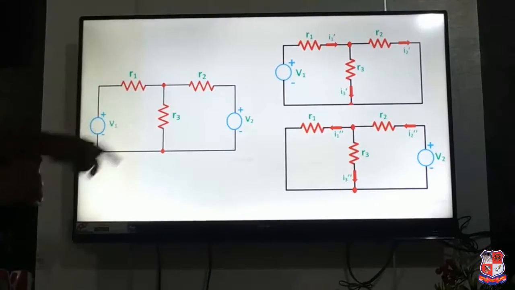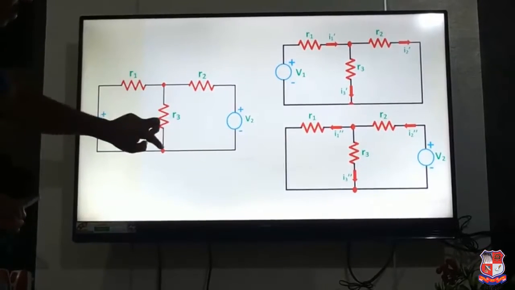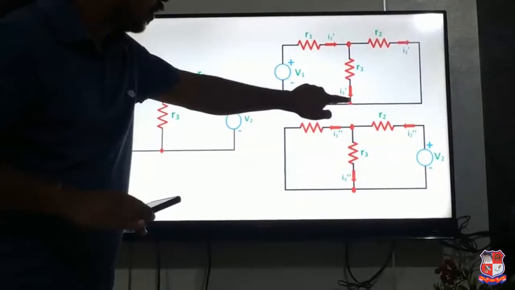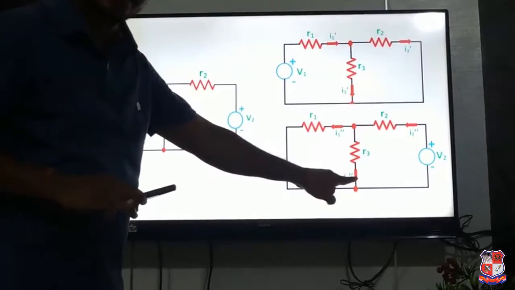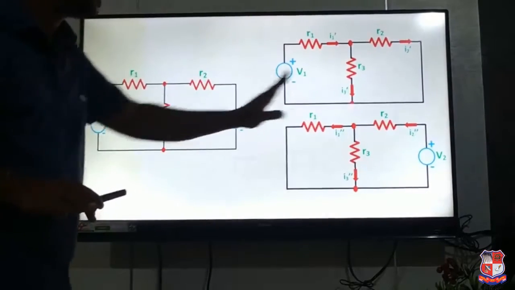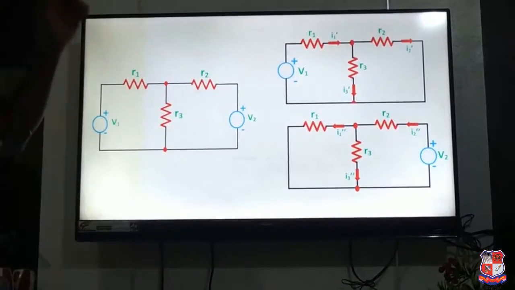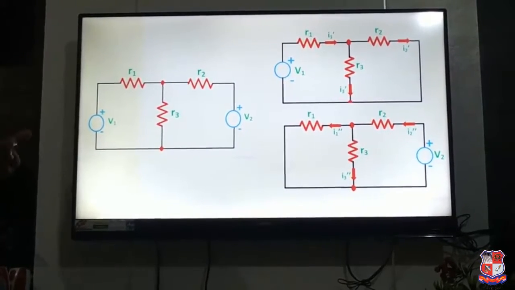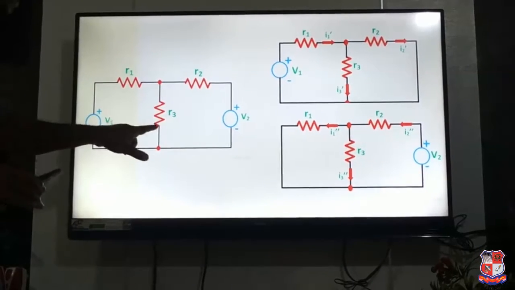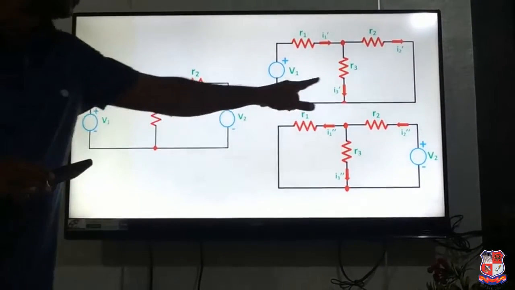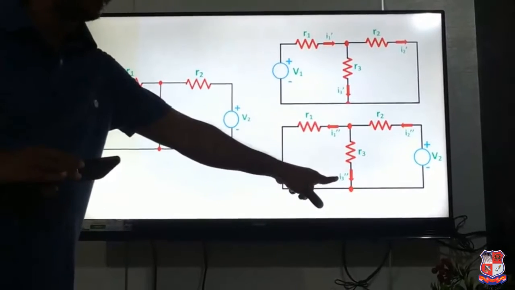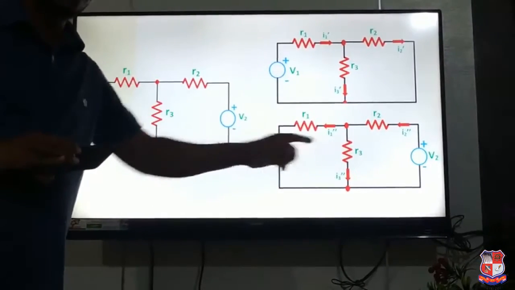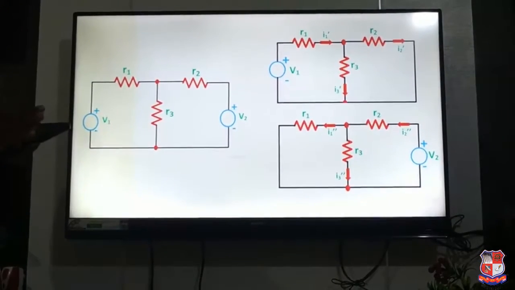Now I3 current. I3 current is flowing in the downward direction here. It is also flowing in the downward direction. Here it is also flowing in the downward direction. So in all these three circuits, I3 dash, I3 double dash and I3 currents are flowing in the same direction. So it is the arithmetic sum. So we can say that I3 is equal to I3 dash plus I3 double dash. So this is the formula of current.